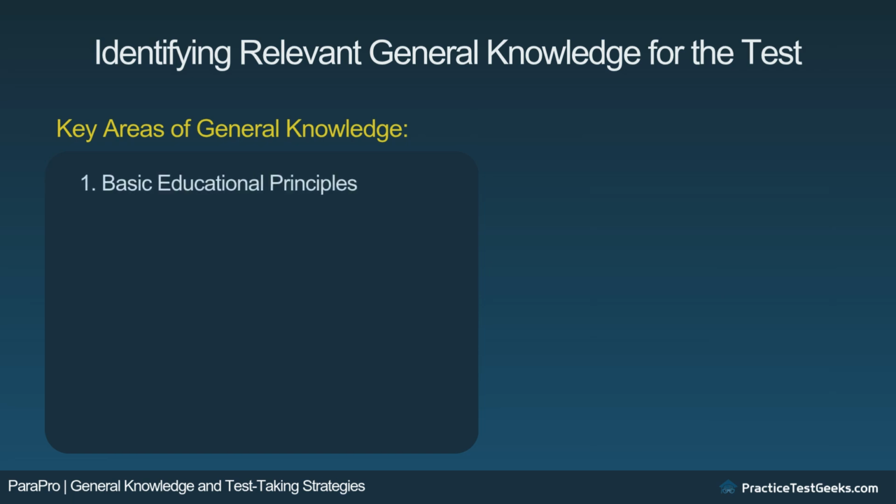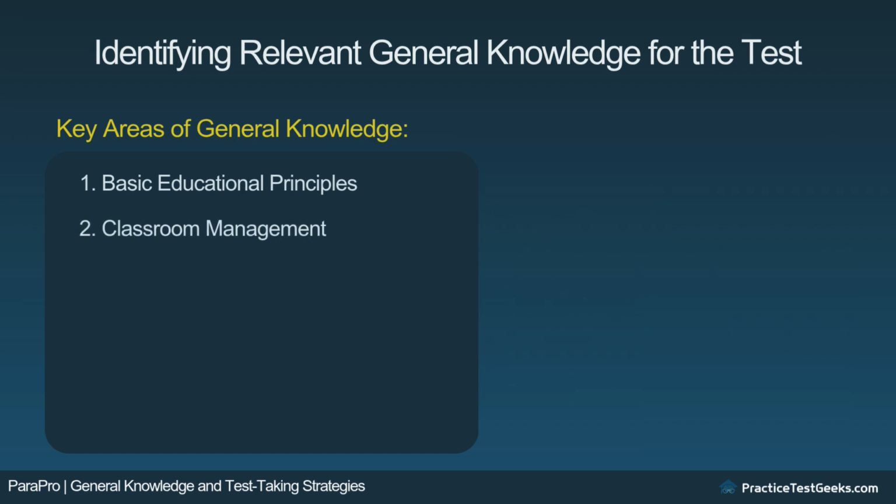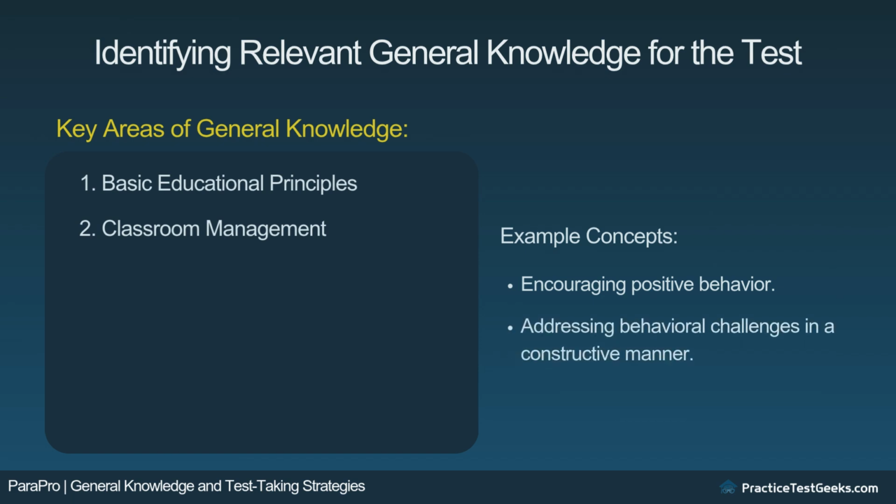1. Basic educational principles. This includes understanding the role of a paraprofessional in supporting student learning, implementing classroom management strategies, and assisting with teaching tasks. Example concepts. Understanding the role of assessments in the classroom, differentiating instruction to meet diverse learning needs. 2. Classroom management. Understanding the importance of maintaining a productive and positive classroom environment is crucial for paraprofessionals. Example concepts. Encouraging positive behavior, addressing behavioral challenges in a constructive manner.